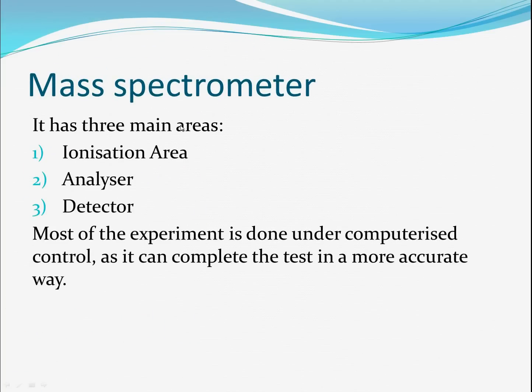Okay, so the mass spectrometer has three main areas: the ionization area, the analyzer, and the detector. Most of the experiment is done under computerized control as it's more accurate and reliable. You can get a lot closer to the results than we would be guessing them to be.